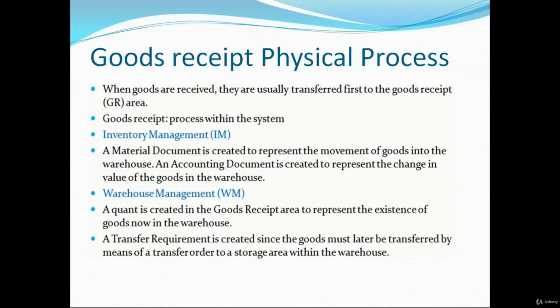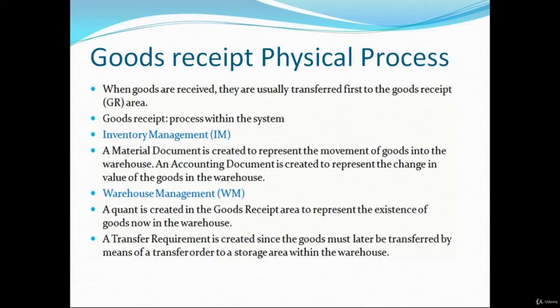In WM, a count is created in the goods receipt area to represent the existence of goods now in the warehouse. I have already explained in the previous session, count is nothing but the quantity of material in a particular bin. So in the warehouse, all the material will be represented by count numbers, and this count will be generated with respect to the movement types. Whenever any posting happens, the material will be available in a particular bin and it will be represented by the count. So after the IM posting happens, a count is generated in the goods receipt area.